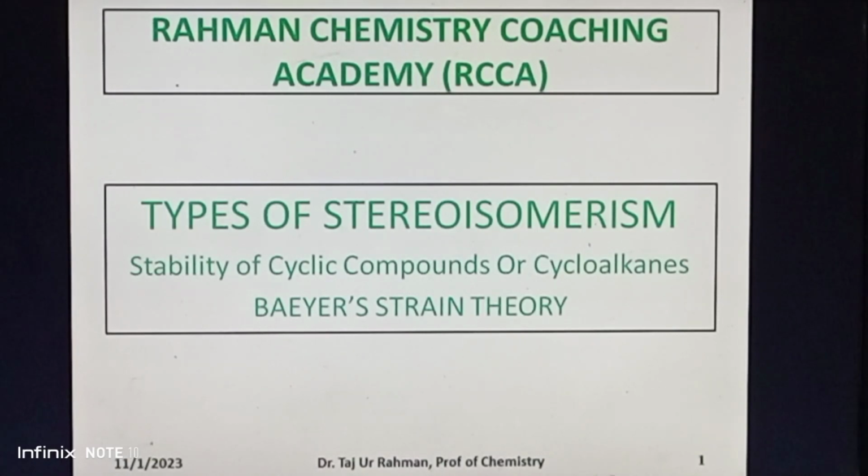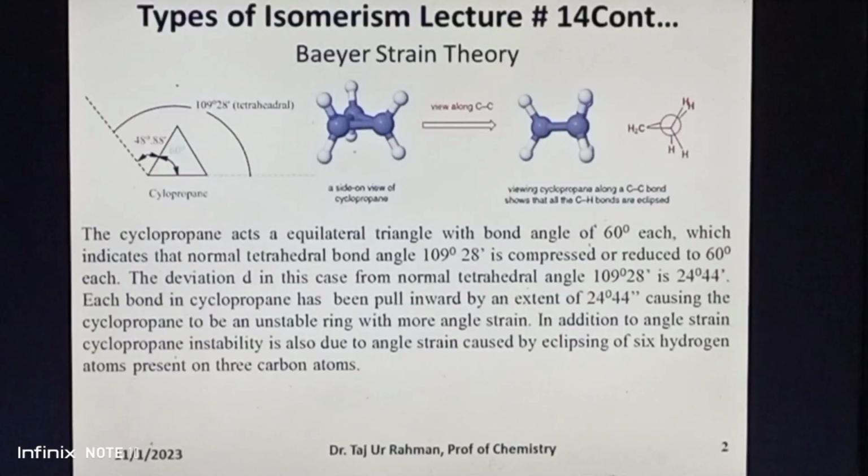In continuation of our lecture number 13 on Baeyer strain theory, today we will discuss and explain the remaining part of the Baeyer strain theory in our lecture number 14. Look at the structure of cyclopropane, which acts as an equilateral triangle with a bond angle of 60 degrees.